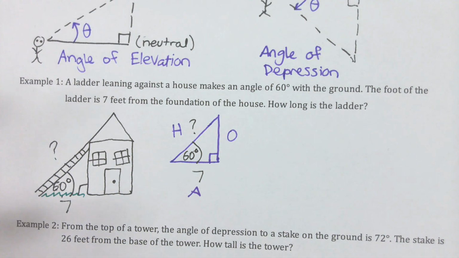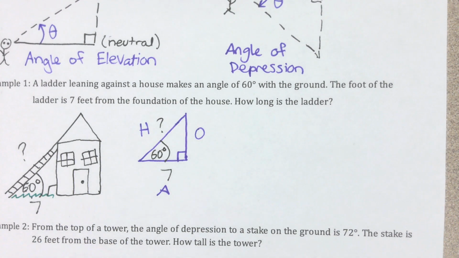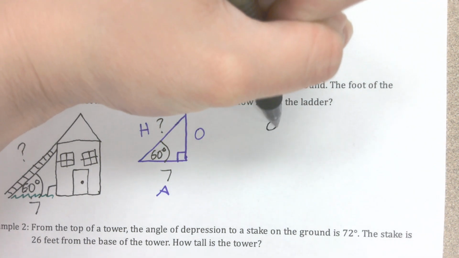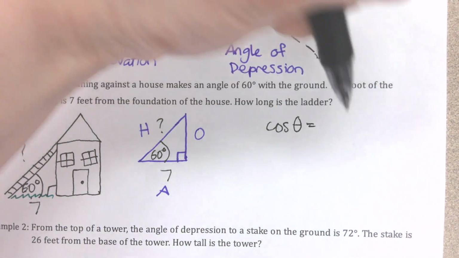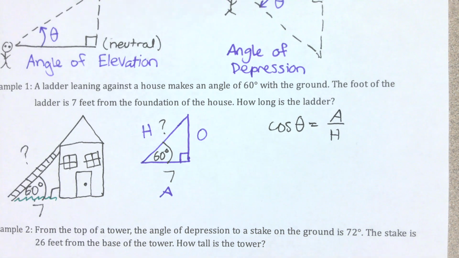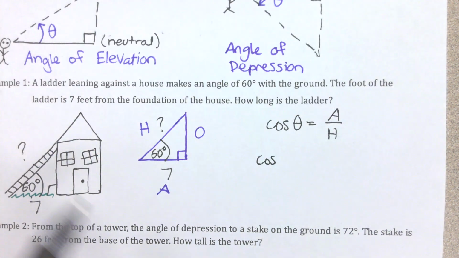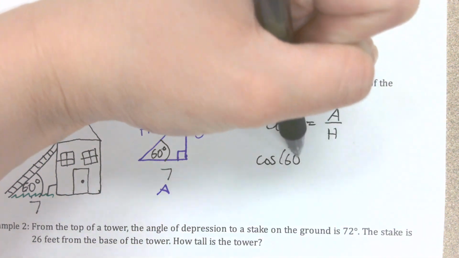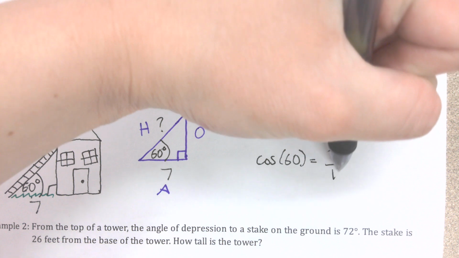We are given A, and we want to find H. Which function are we using here? Cosine? Yes. So I'm going to set up my equation. Cosine of theta is equal to A over H. And then we fill in our information. Cosine of our theta, 60, equals A, which is 7, over H, which we don't know, so we're just going to leave H.